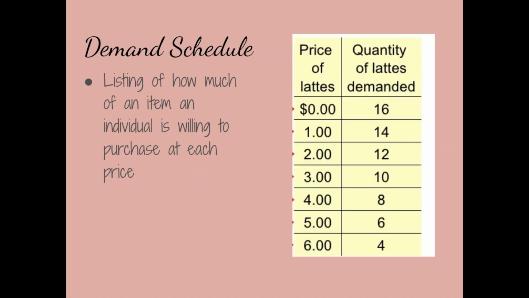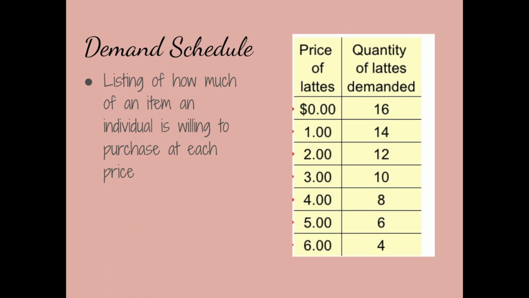The first thing you'll see is a demand schedule, and it's how much of an item an individual is willing to purchase at each price. At $0, people are willing to buy 16 lattes, but by the time you get to a $6 latte, only 4 lattes are being bought. So you have to find a happy medium: as a producer, where can I make money, but as a consumer, I want to buy it.